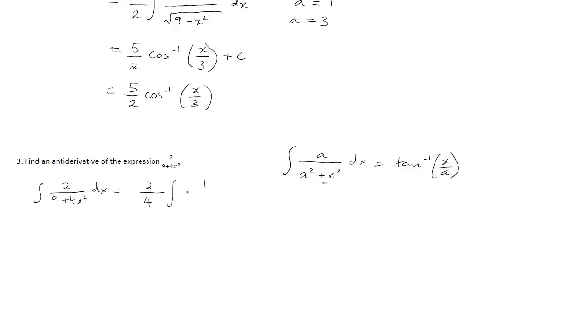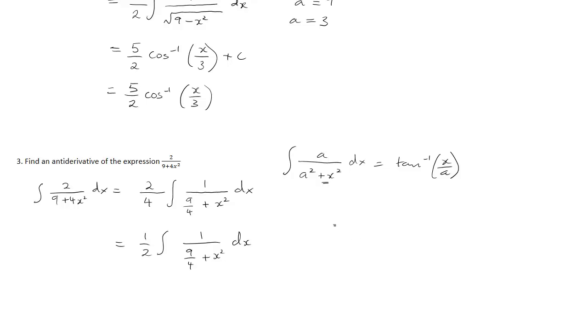That will leave me with 1 over. Now, because I've taken a 4 out from that expression, there's going to be 9 over 4, because I've taken out a 4, dx. Okay, so that's going to be half, 1 over 9 over 4 plus x squared dx. Okay, so we've got this expression so far.